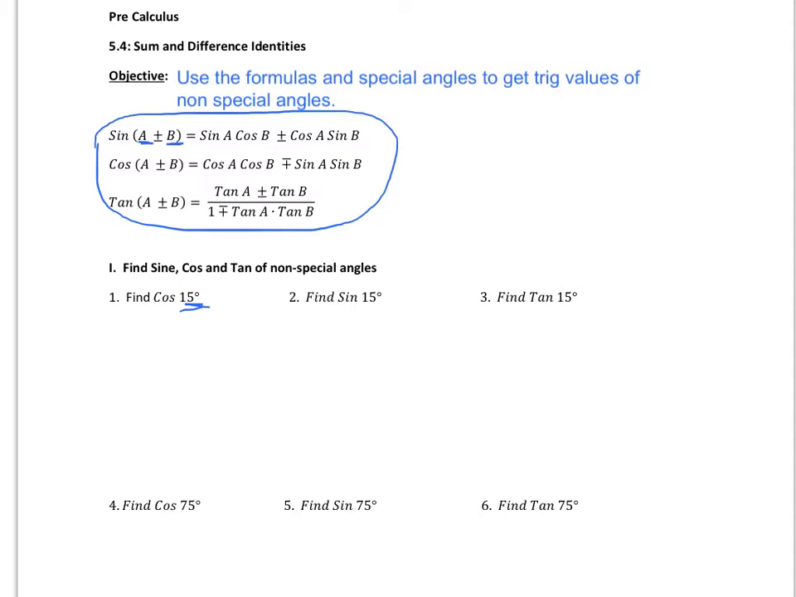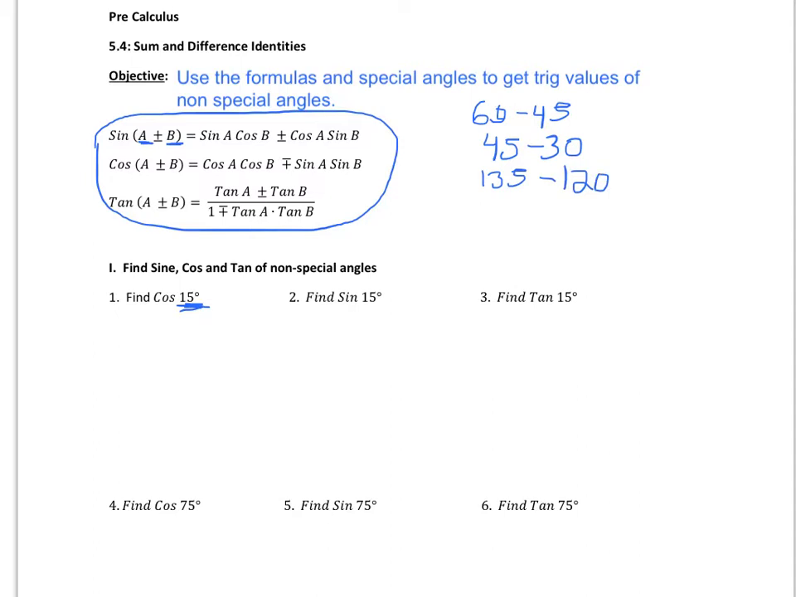So if I want to find, number one, the cosine of 15 degrees, I want to come up with two angles that either add or subtract to 15, but they have to be special angles. So some examples, I could do 60 minus 45, that's in the unit circle. I could do 45 minus 30, that's in the unit circle. There's many different angles I could use in the circle. I could go to the second quadrant and do 135 minus 120. They're all angles that are in the unit circle.